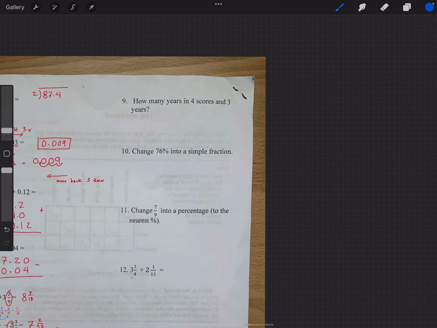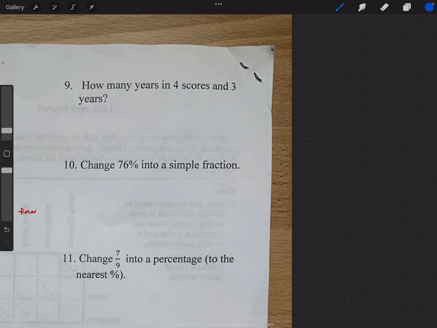Alright, next one is how many years in 4 scores and 3 years? So 1 score is equal to 20 years. So that's 4 lots of 20, and then you add 3. 4 times 20 is 80. 80 plus 3 is 83.